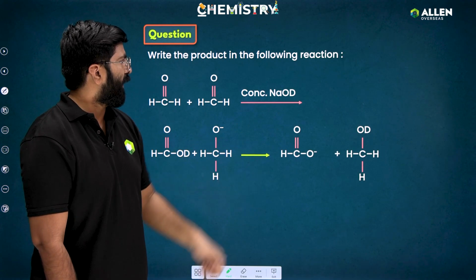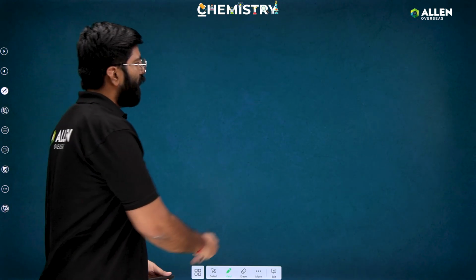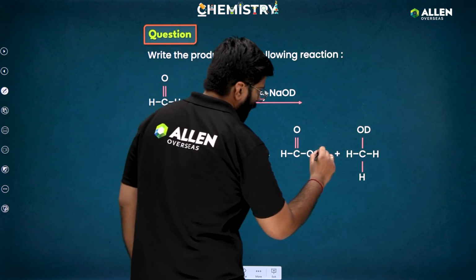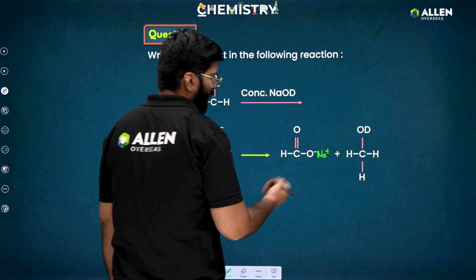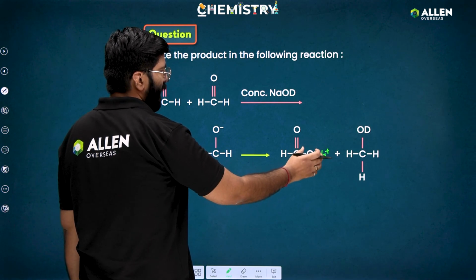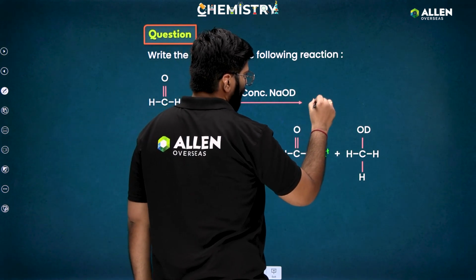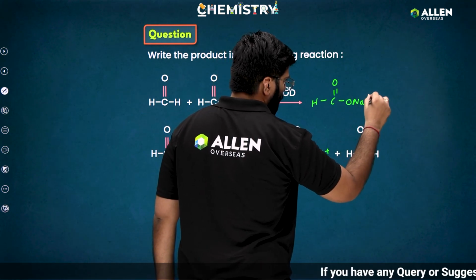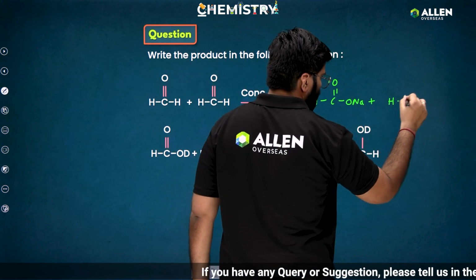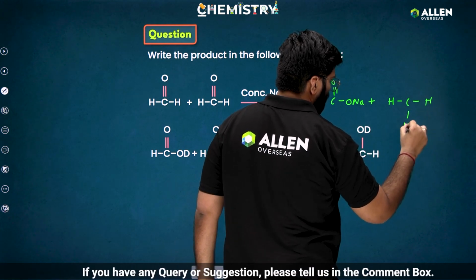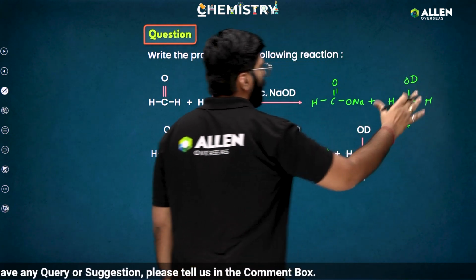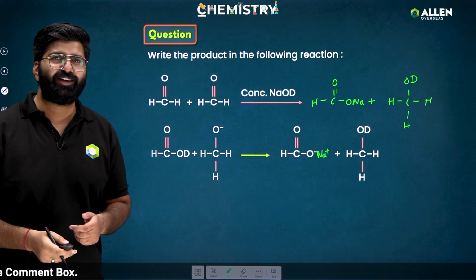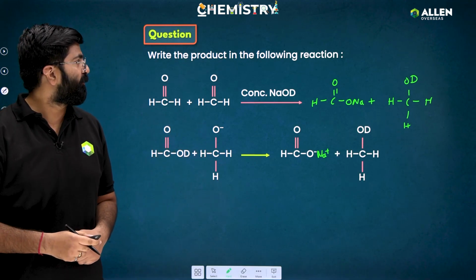Once you add your Na plus, you are going to get your carboxylic salt over here. Just see, over here you can add your Na plus. This will be your carboxylic salt. So over here I can write this as HCOO minus Na plus, plus H-CH2-OD. This will be your final product. So like this we can solve this type of question if they are asked. Now let's see the next question.